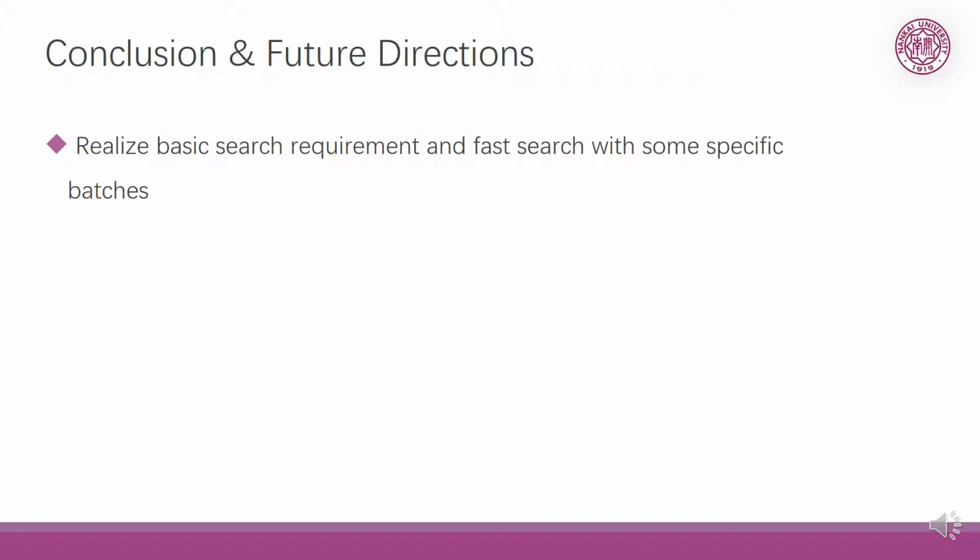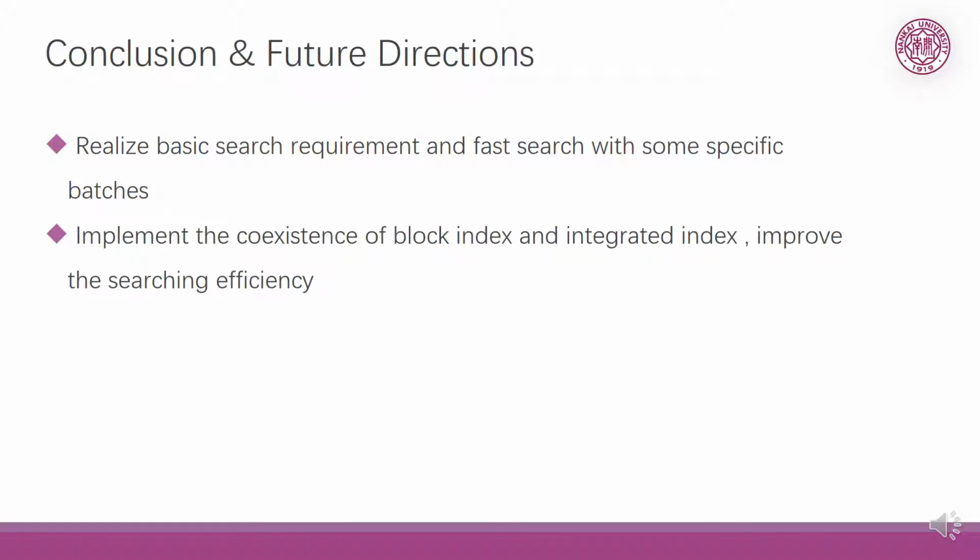I would like to summarize that Lucene has unbeatable searching efficiency compared to a traditional relational database. After realizing the basic retrieval system, we further proposed two kinds of indexes to meet the need of fast search on specific batch intervals. We also did searching evaluation to decide how to choose the index strategy. The coexistence of block index and integrated index has improved the searching efficiency.